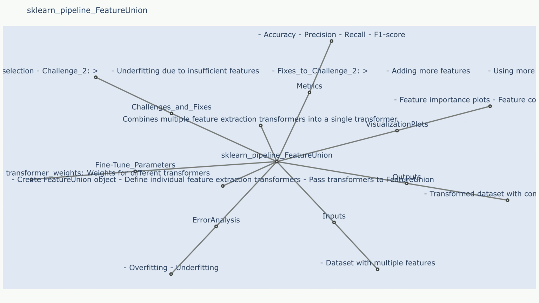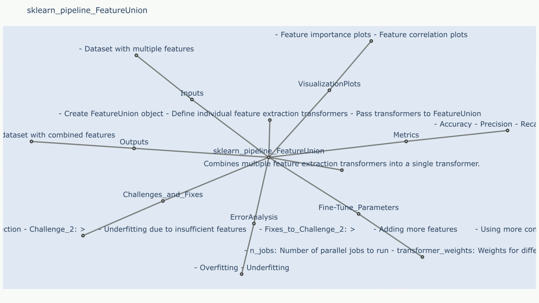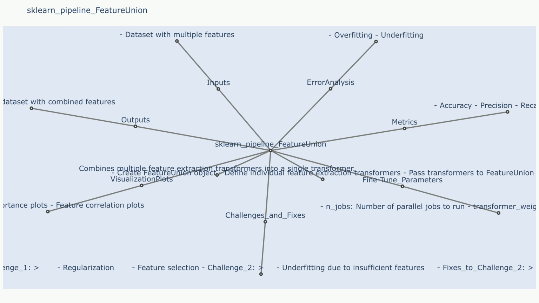Fixes to challenge 1: Use regularization techniques like L1 or L2 regularization to penalize complex models. Use cross-validation to find the optimal hyperparameters for regularization. And consider feature selection methods to reduce the number of features generated by FeatureUnion.